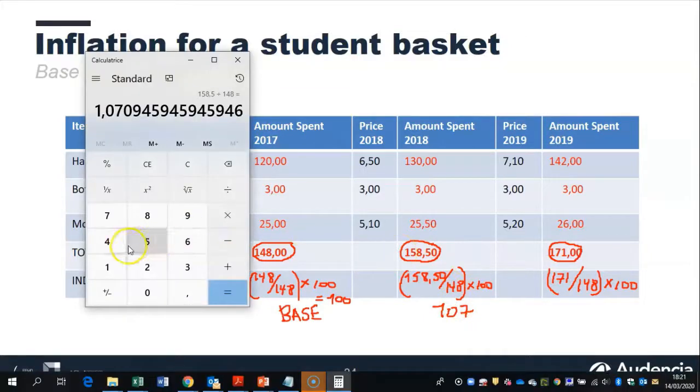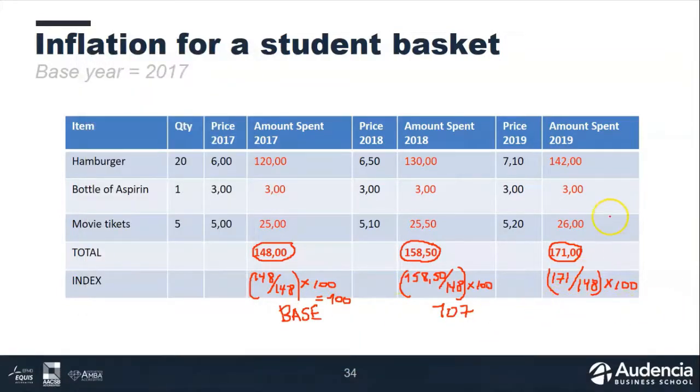And if we take our last one, we have 171 divided by 148. And that gives us 115.16. Now, to calculate inflation, well, we've moved from 100 to 107. That's pretty easy. We've gone up 7%.